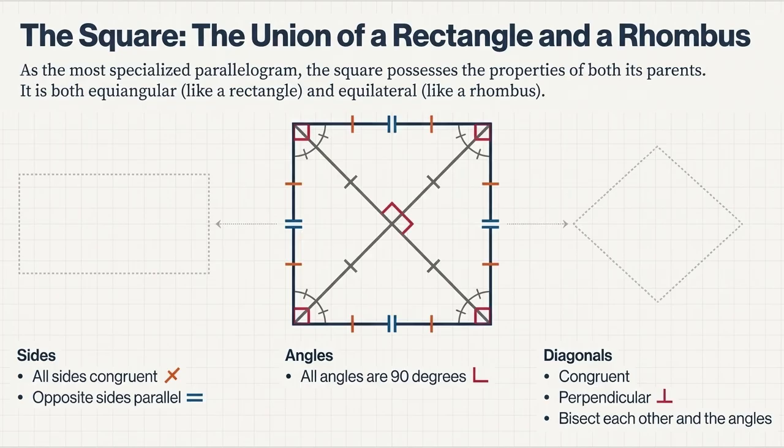From the rectangle side, it inherits the four right angles and the equal diagonals. And from the rhombus side, it inherits the four equal sides and those perpendicular diagonals. So you see, a square isn't just a square, it's a rectangle and a rhombus all at the same time. It's got the best of both worlds.